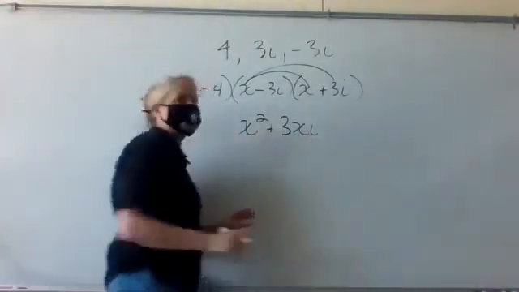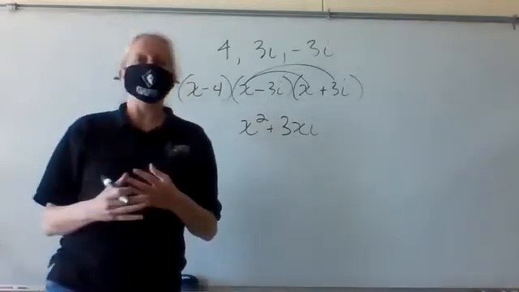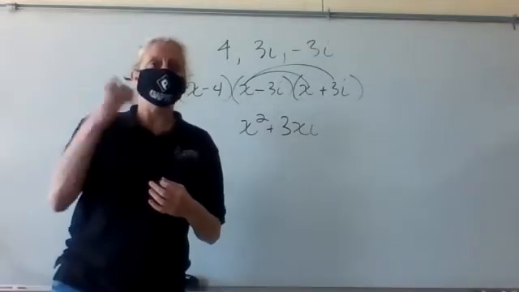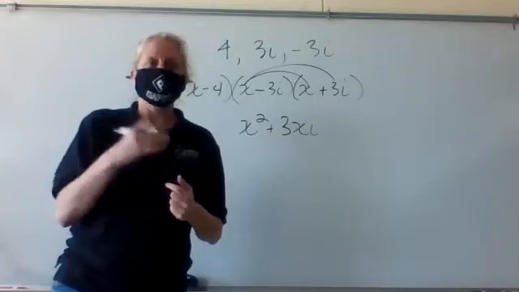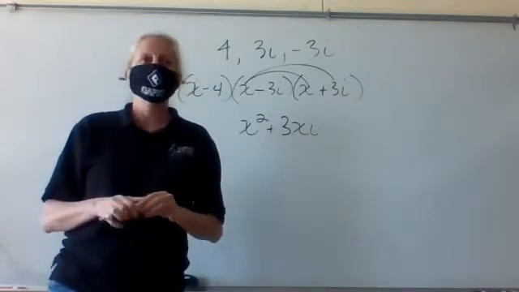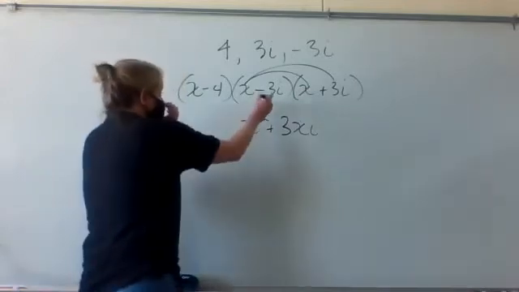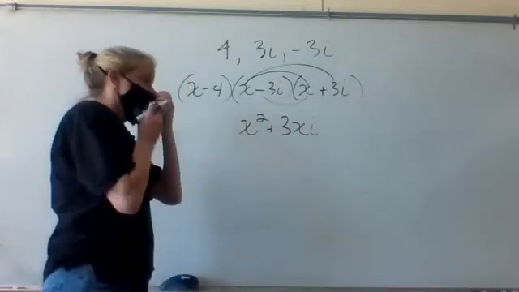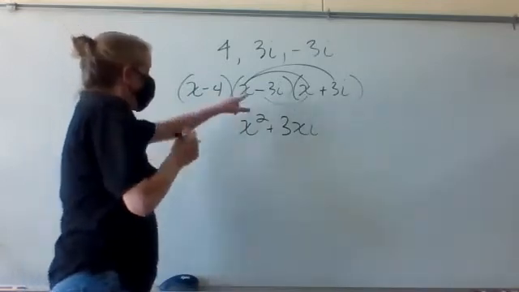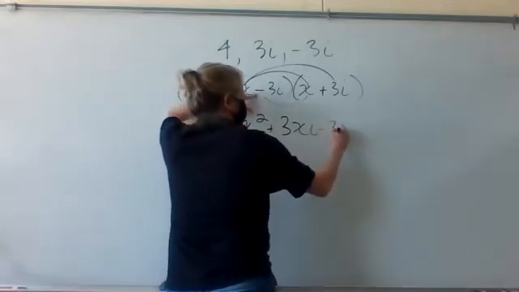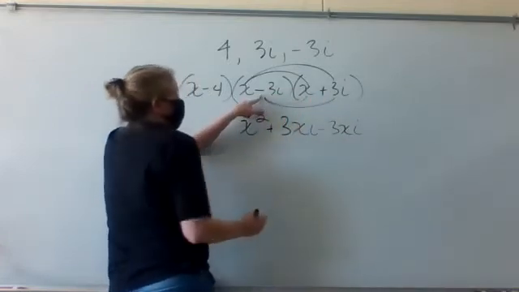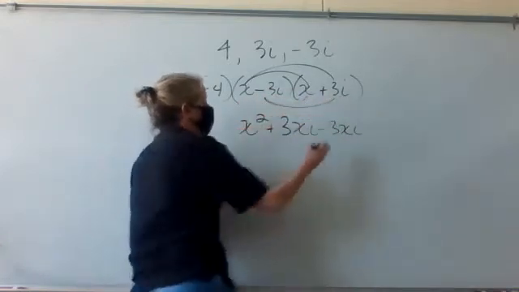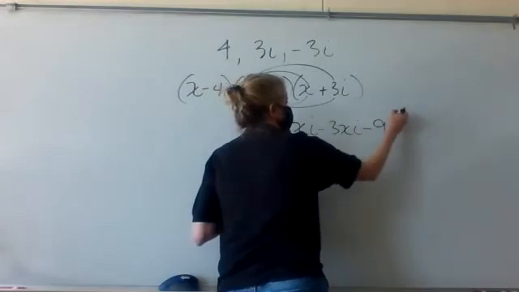But the i is different. It's not like an x, right? Your i is just the imaginary part of this problem. The i stands for something different than all the other letters. Okay? So then here, my inner, -3xi, and then my last, -3i times positive 3i is -9i squared.